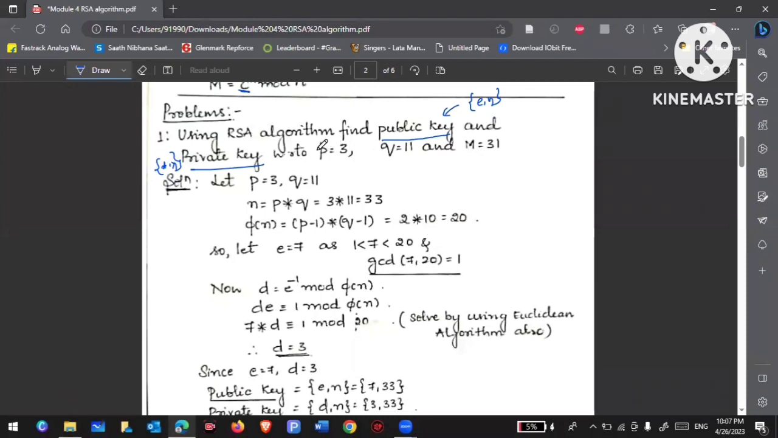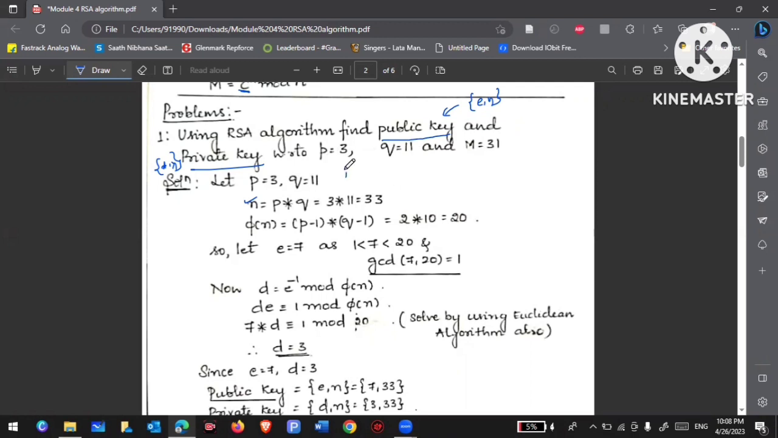Then let us write the given part in the solution. P is given as 3, Q is given as 11. These are the two prime numbers they have given. Then we will find out the value of N. How do we find out the value of N? By multiplying P and Q. P into Q is equal to 3 into 11, that is equal to 33.